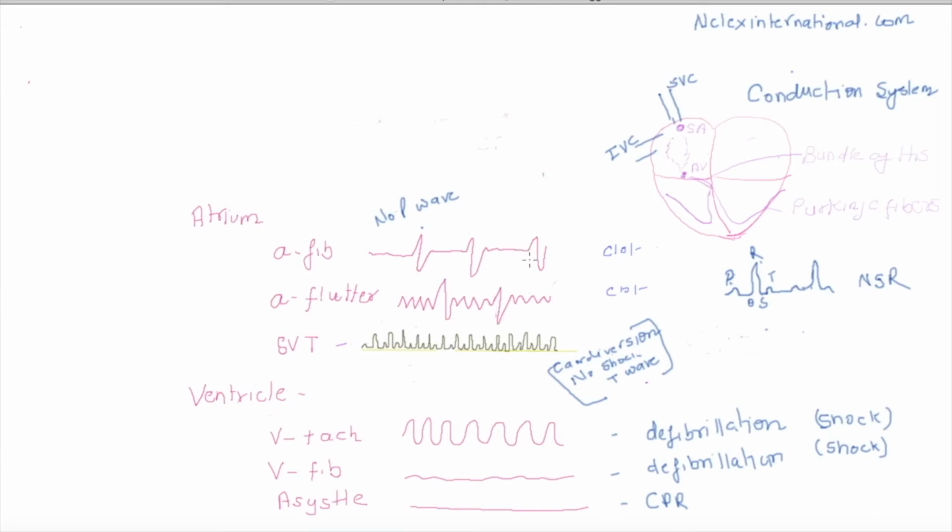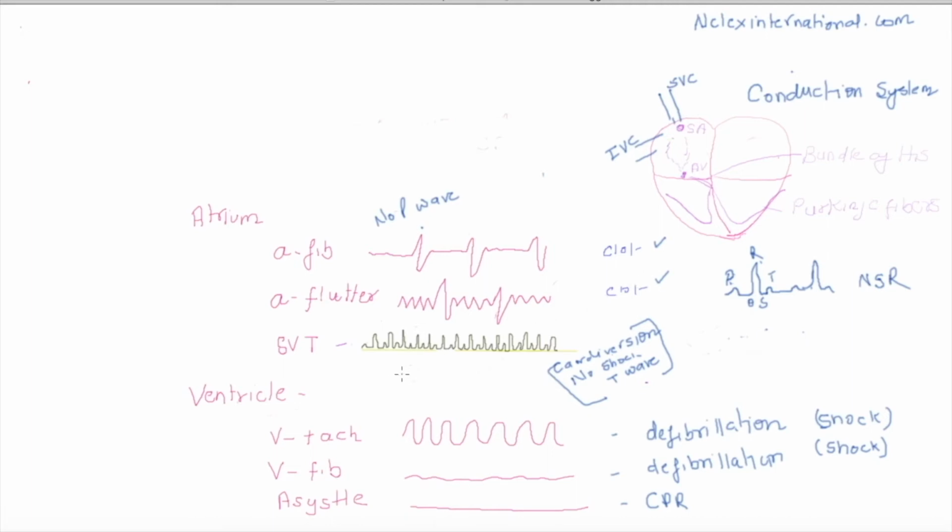In both cases, because the atrium contracts fast, it does not squeeze properly, so the blood remains in the atria. What's going to happen when the blood remains here? There are chances of clot formation. In both cases, clots can form, and those clots can travel and cause a stroke or a pulmonary embolism. So as soon as we find these rhythms in a patient, we put them on anticoagulants.